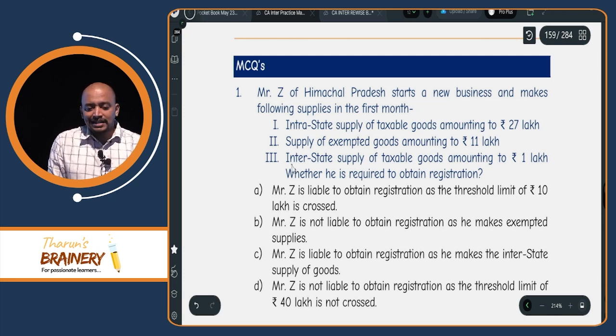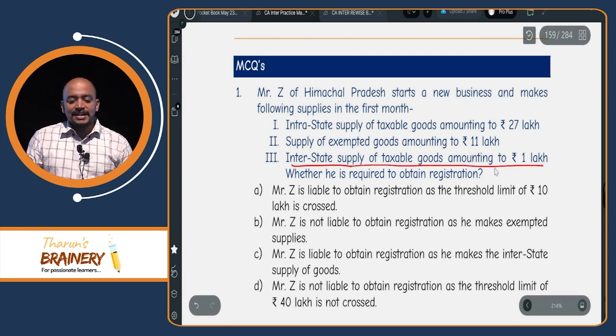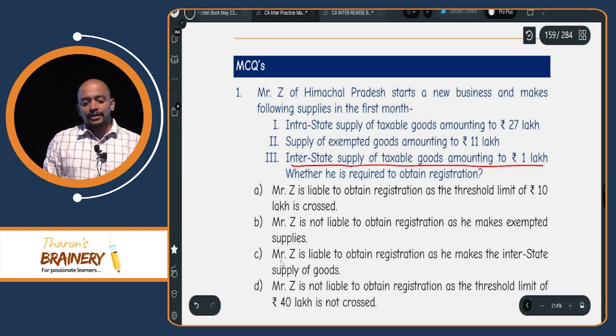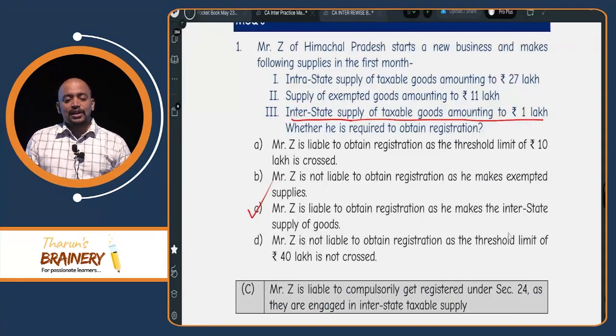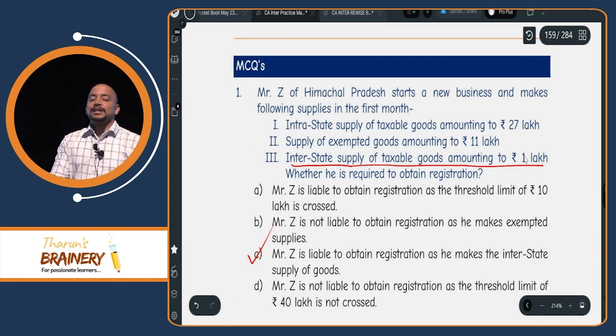Sir, he is making interstate supply of taxable goods. Means he is compulsorily required to get registered irrespective of the threshold limit. Correct? So which is the correct option? Option C. So they are not required to wait until they cross 40 lakhs, because they are compulsorily required to get registered as they are making interstate taxable supplies.